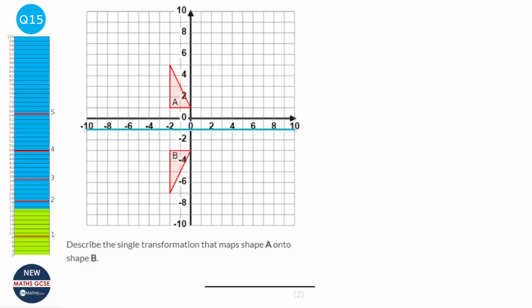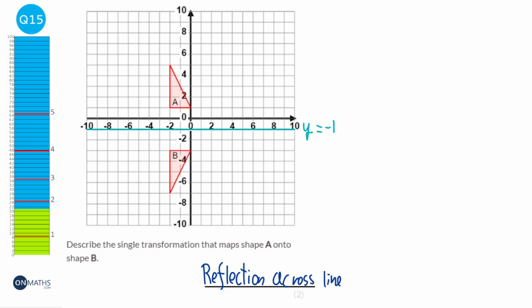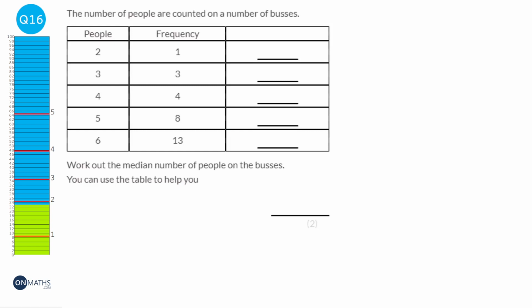And the name of that line, well, everywhere along that line, y is equal to -1. So we call it the y equals -1 line. So it's going to be a reflection across line y equals -1.